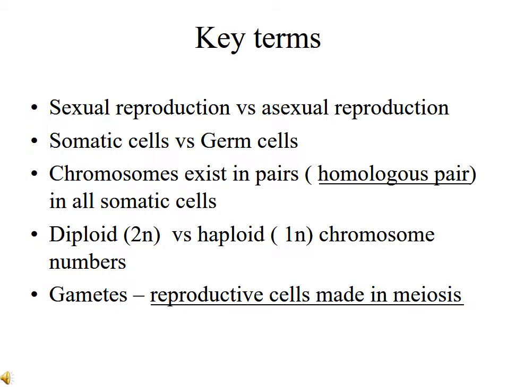The concept diploid, or 2N versus haploid. A full set of chromosomes is referred to as diploid, whereas basically one of each chromosome into a pool we refer to as haploid, or basically half of the chromosomes. The term gametes refers to any cell that is involved in reproduction. Now, gametes are reproductive cells that are made in the process of meiosis, which is the subject today.